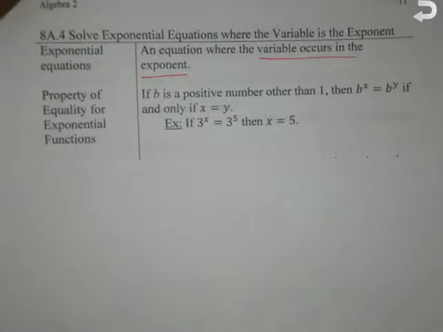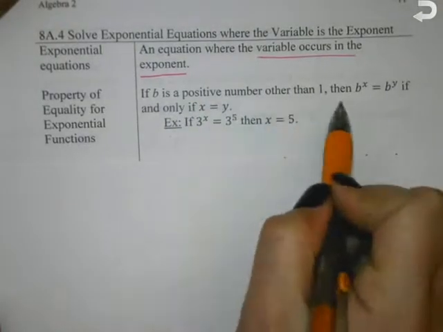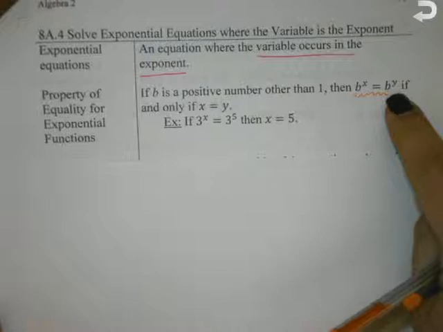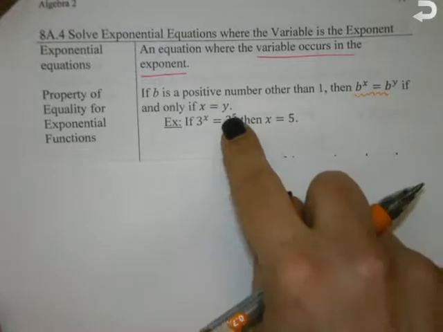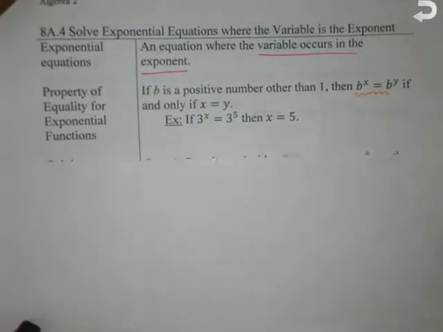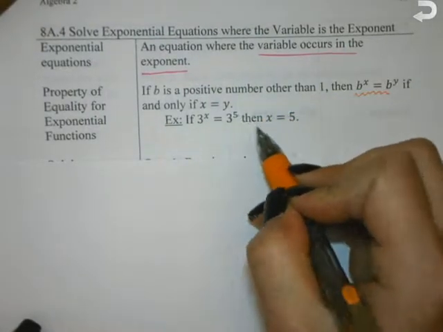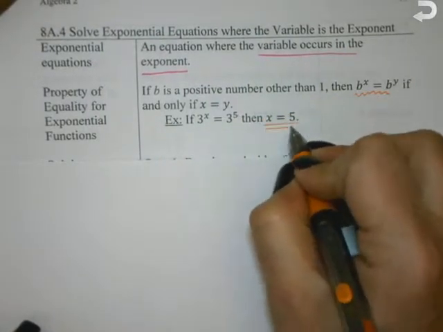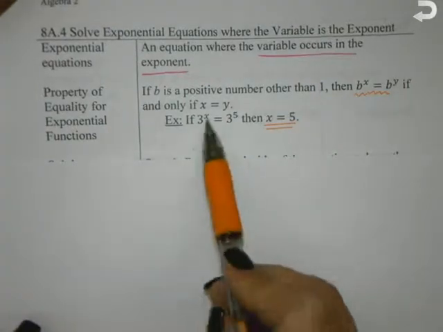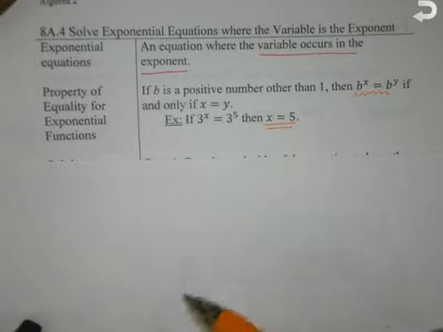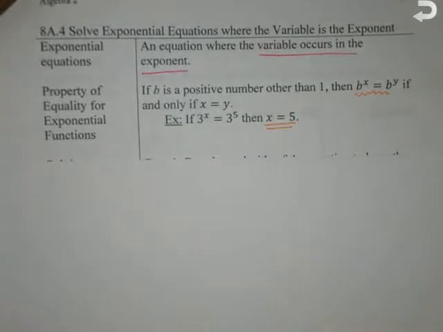There is a property of equality for exponential functions. So if b is a positive number other than 1, then b to the power of x equals b to the power of y if and only if x equals y. So for example, if 3 to the x equals 3 to the 5th, doesn't it make sense that the x and the 5 have to be equal? Yes. Okay, that's what we're going to be doing. So that's the property of equality for exponents.